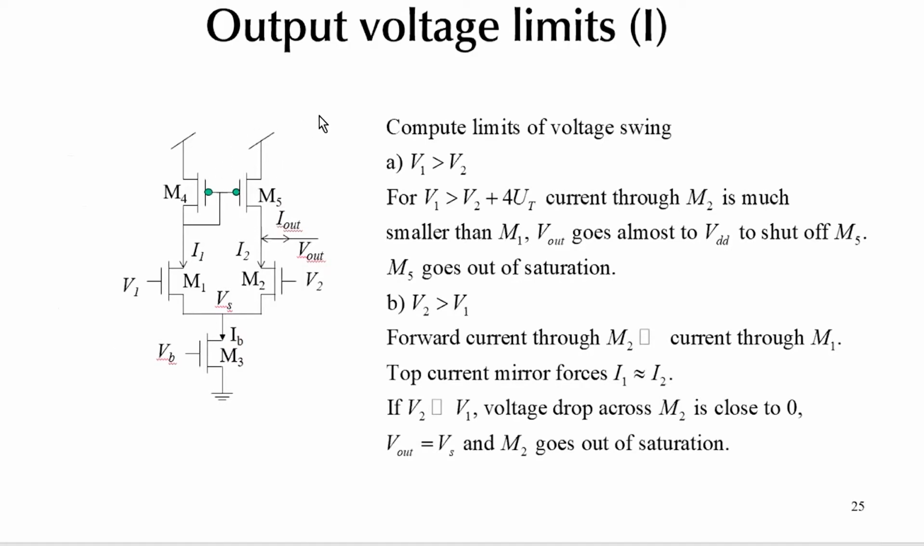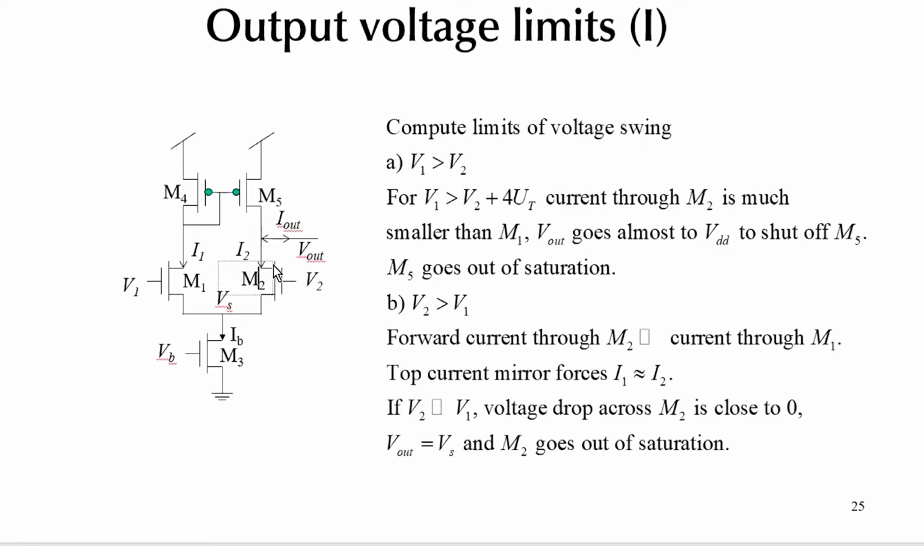Okay, so for the output voltage, you have to compute the limits of the voltage swing, right? So you have the first case here. So when V1 is greater than V2, right, then if V1 is much greater than V2 by 4 UT, then the current that flows through M2 is much smaller than M1, right? So which means that Vout will go almost to VDD to shut off M5.